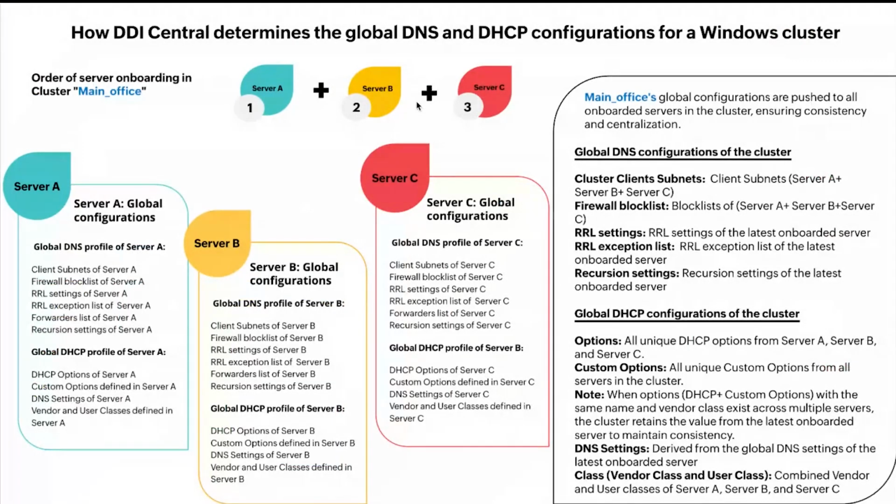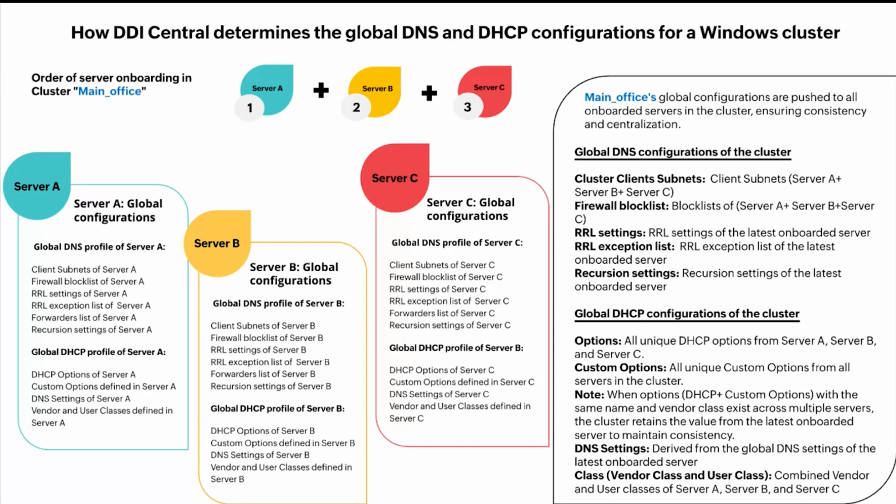Say you're onboarding 3 servers into a cluster. Server A has got its own global configurations. Global configurations are nothing but standalone configurations of a server. There are standalone DNS and DHCP servers for each cluster. In this case, we are aggregating all those server configurations together and pushing them to all the servers. So all the servers stay on the same page.